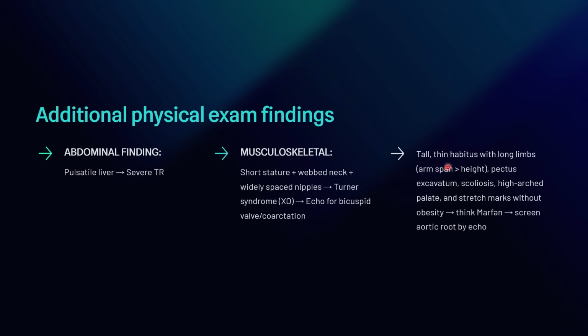And Marfan syndrome, the tall habitus with long limbs and arm span, you probably know that. It can cause aortic root dilatation and aortic regurgitation, also associated with MVP.